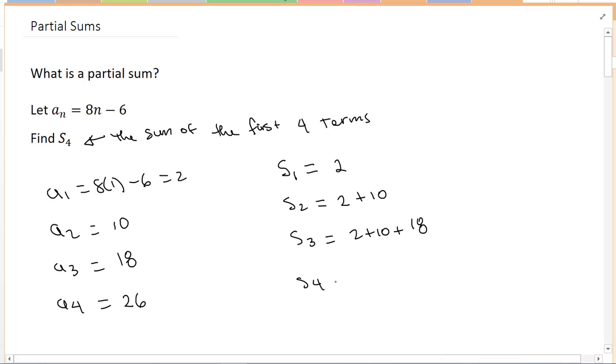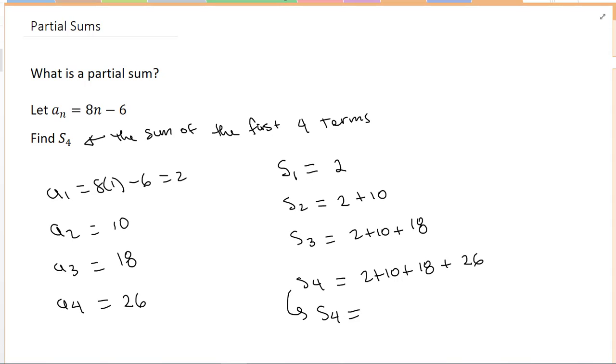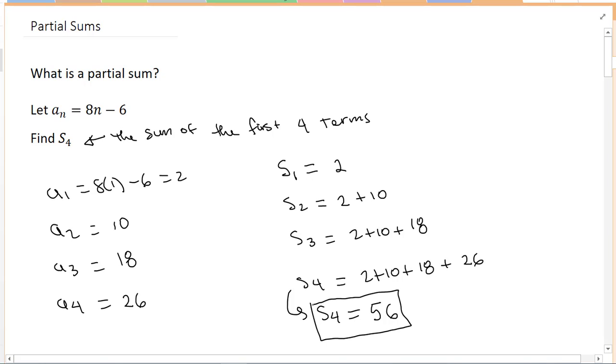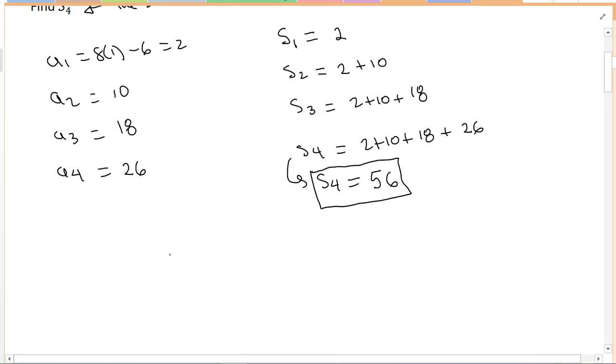And finally, our question asks us to find S4. So it's 2 plus 10 plus 18 plus 26, and adding these up is going to give us our S4. Put that in the calculator real quick, and we get 56. We were asked for S4, so this is S4, the sum of the first 4 terms. That's what a partial sum represents: the addition of n terms. So Sn is the sum of the first n terms.